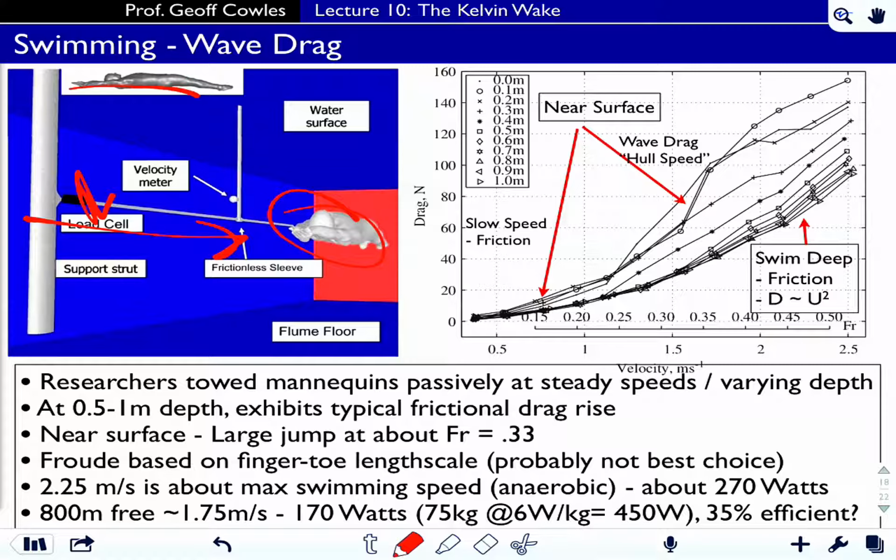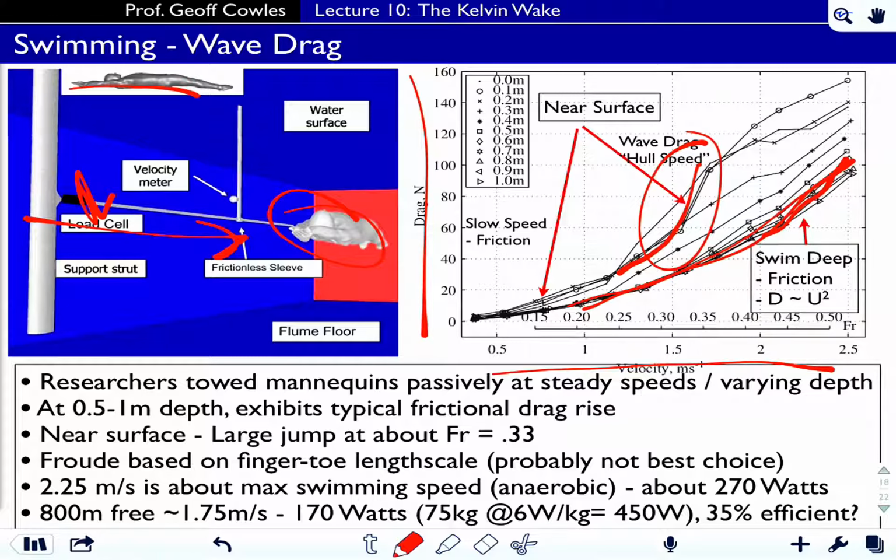And here they have the speed, and these are typical swimming speeds. And you have the drag curve here at different depths. Down here, these are all the deep water dummies, and you have a typical quadratic drag curve. Once they get near the surface, you have surface wave effects, and you see the drag rise that happens right here, as if you have a human hull speed.